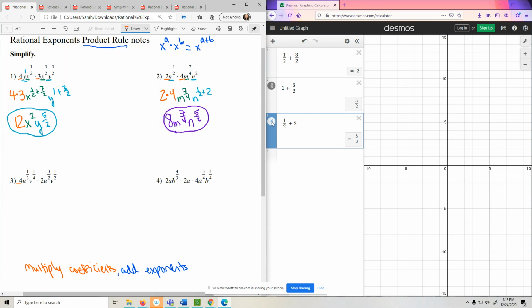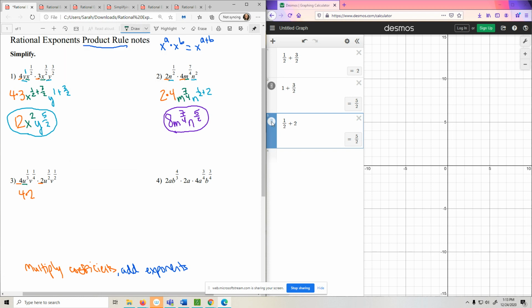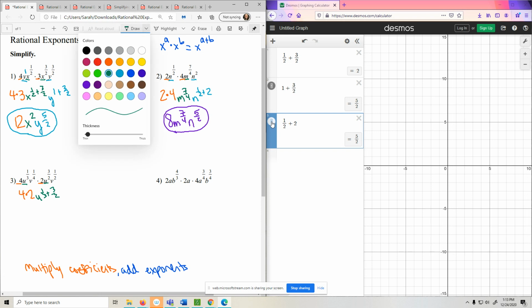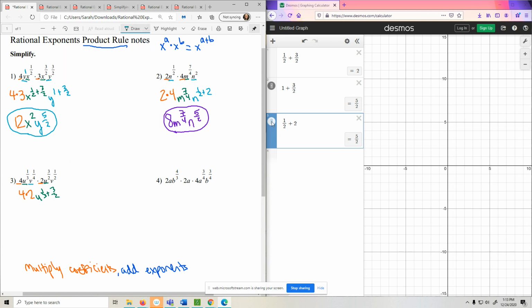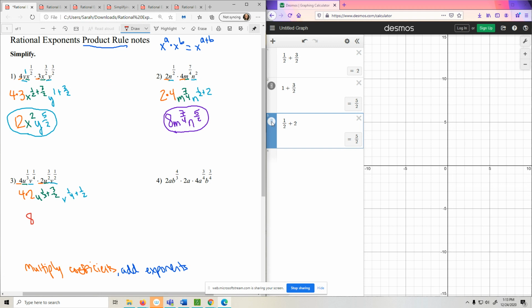A couple more. So I need to multiply my coefficients. I'm thinking 4 times 2. And then be careful with u's and v's. Sometimes people get thrown off with u's and v's. U to the 1/3 and u to the 3/2. So we'll be adding those two fractions together. And then same idea with the v's. I've got v to the 1/4 and v to the 1/2. For my final answer, 4 times 2 is just 8.